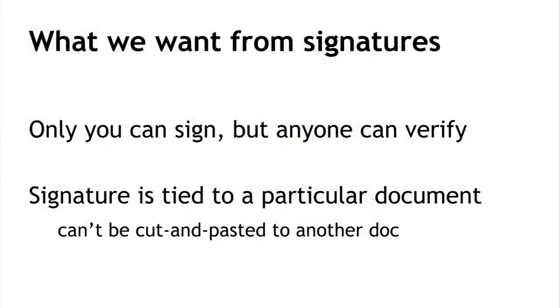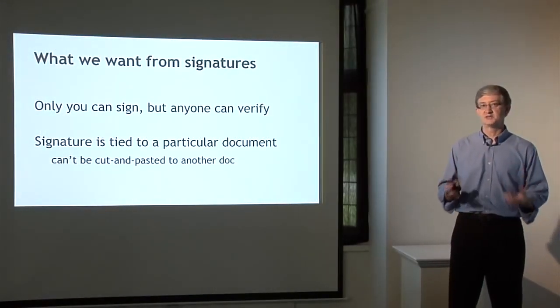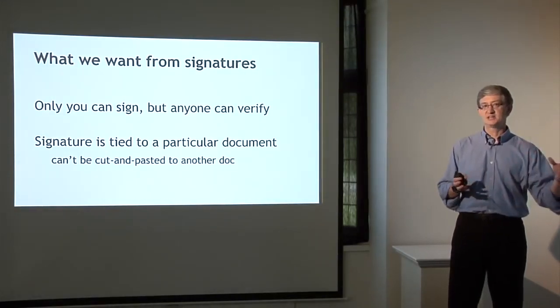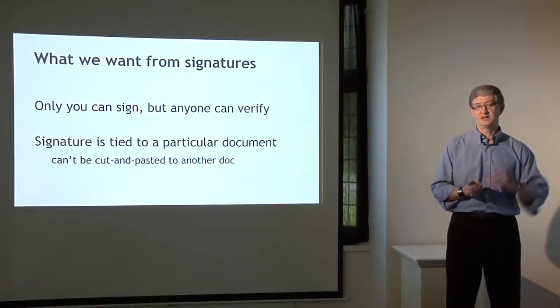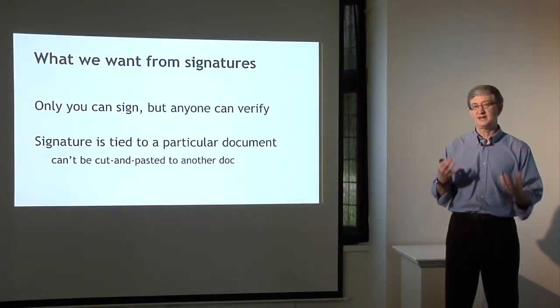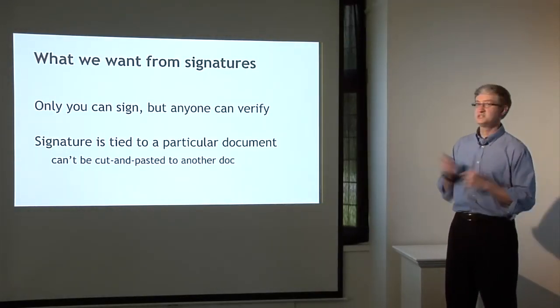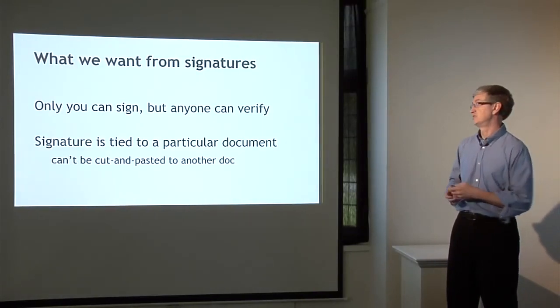What we want from signatures is two things. First, just like an idealized paper signature, only you can make your signature, but anyone who sees your signature can verify that it's valid. And the second thing you want is that the signature is tied to a particular document, so that somebody can't take your signature and snip it off one document and glue it onto the bottom of another one, because the signature is not just a signature, it signifies your agreement or endorsement of a particular document. So the question is, how can we build this in a digital form using cryptography?